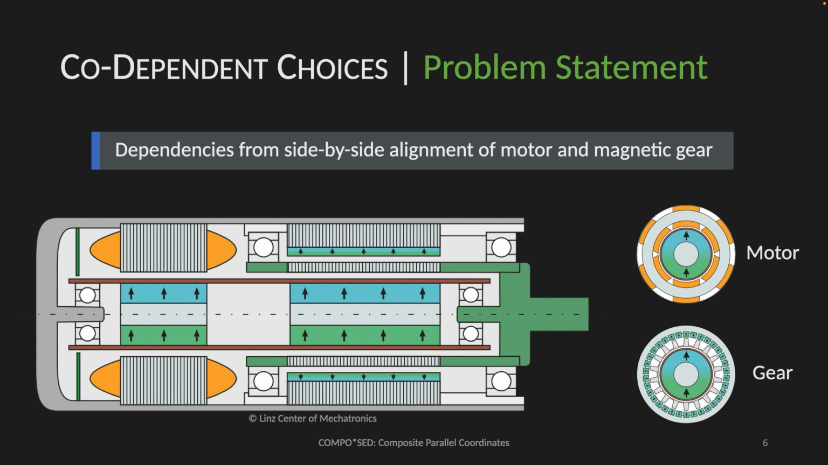Let's dive a little deeper into this example. In the magnetic geared motor, motor and gear are arranged next to each other within a common housing. They share a high-speed rotor, which means that the outer diameters for this rotor should be the same. Another dependent design parameter is the gear ratio between the shared high-speed rotor and the output rotor in the gear. And as a representation of the overall performance, as motor and gear are arranged side by side, we can approximate the construction volume by simply adding up their lengths.